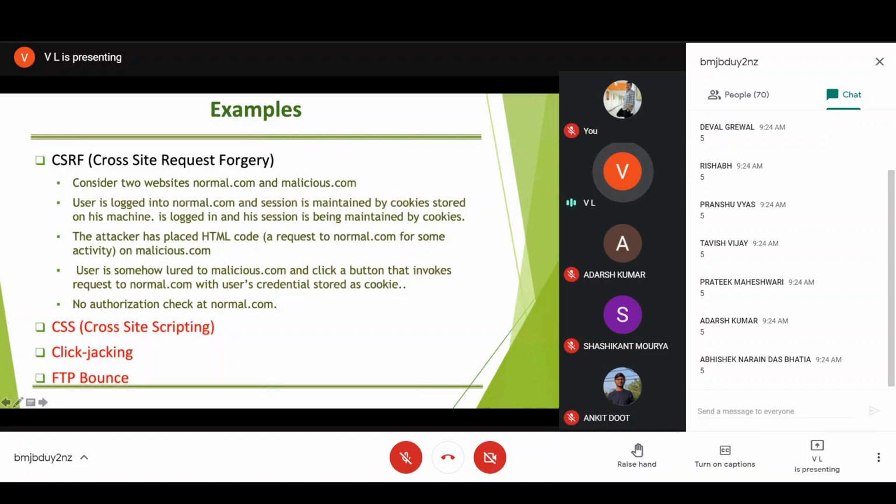Similarly, there is cross-site request forgery, in which the server is not able to distinguish whether the request has come from the real user or a malicious user. So basically, the malicious user has stolen the cookie from the user, and using that cookie, he has established that he is also the real user. So the server cannot check that. Similarly, you can go through cross-site scripting and FTP bounce. These are other examples of confused deputy.